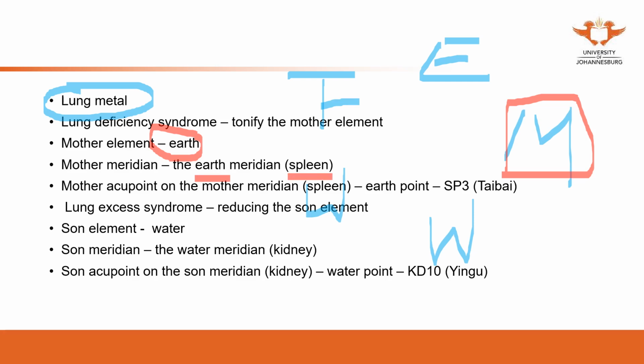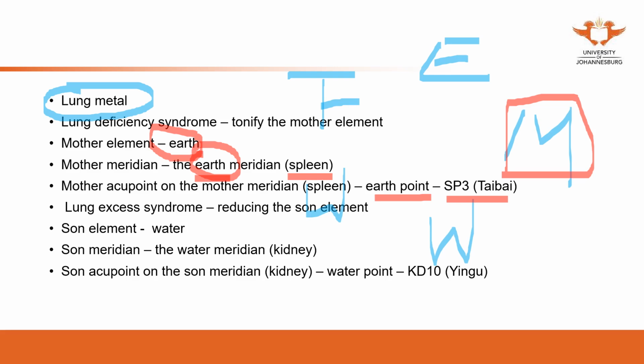The mother points on the mother meridian, the earth. I'm going to find the earth point of the spleen meridian, spleen 3. So for this situation, I'm going to choose spleen 3. I'm still going to use the reinforcing technique. I can use the spleen, the earth, to generate or to assist the lung. That's also from the theory: we tonify the earth because the earth can generate the metal.